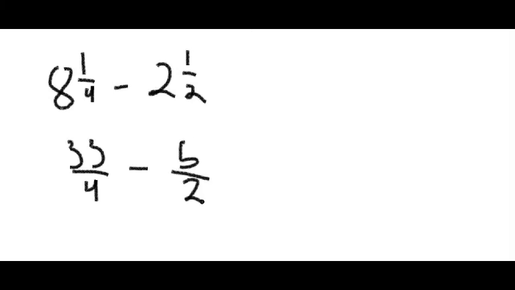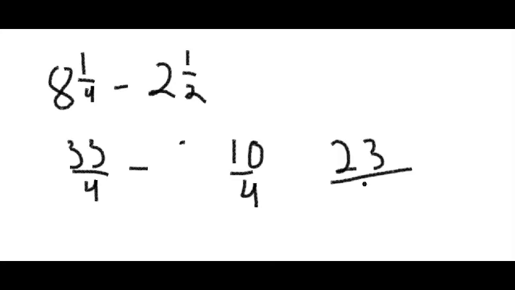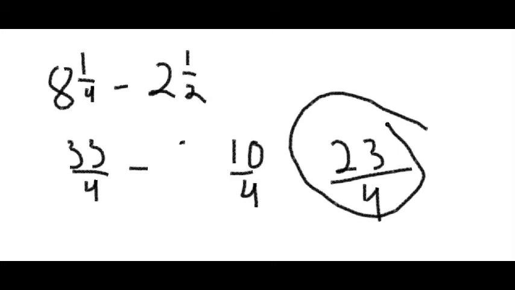Well, 2 goes into 4, so I can change. They both need common denominators, so I'll change this into a 4. So 2 goes into 4 2 times, so multiply each number by 2 is what we're doing. So 2 times 5 is 10. Alright, I hope you see what I did. So then I can delete that because that's our new fraction. So 33 minus 10 is 23 over 4. And that's our answer.